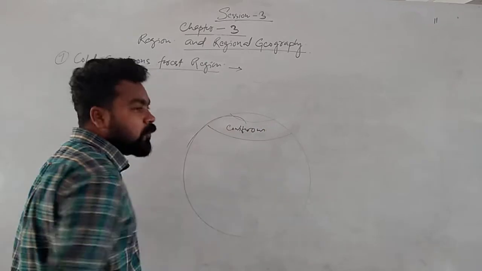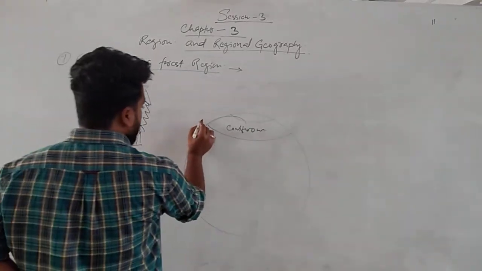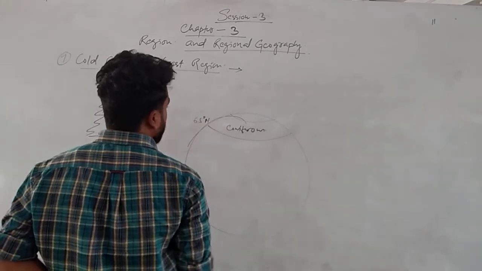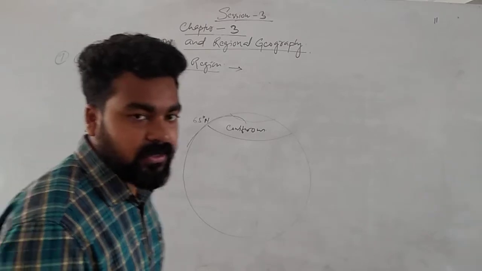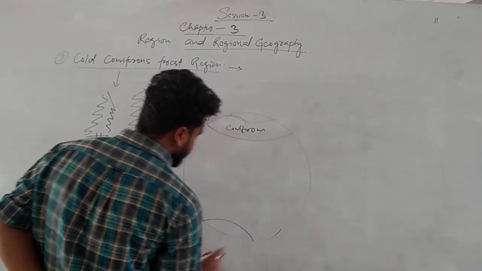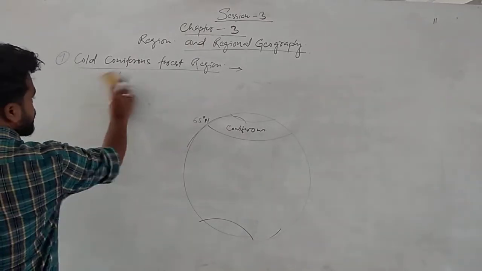Why is this called subpolar? Because this is below the polar region. That's why it is called subpolar. Generally, we can take from 65 degrees north up to 75 degrees north. In the southern hemisphere also it is the same. So we'll see what the characteristics are.